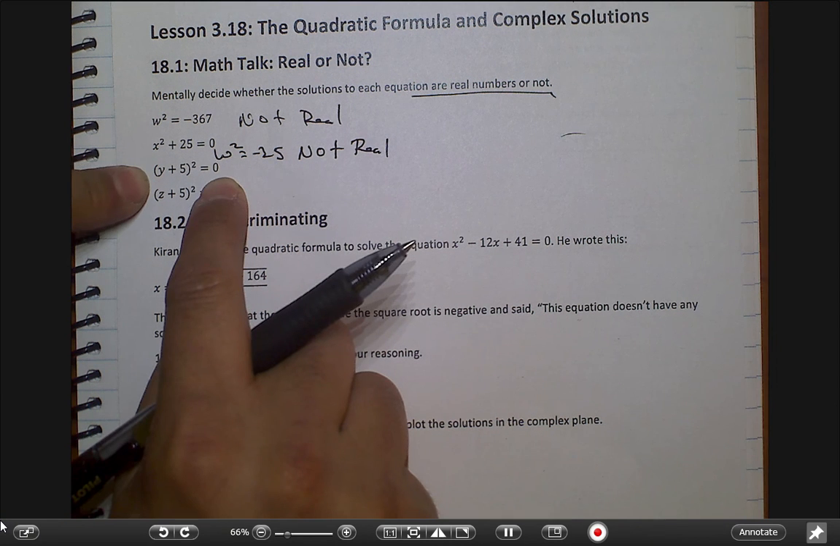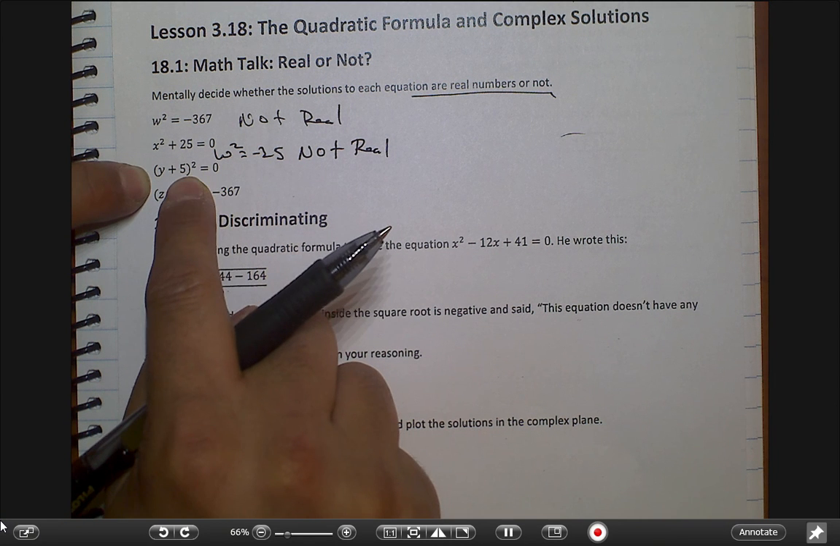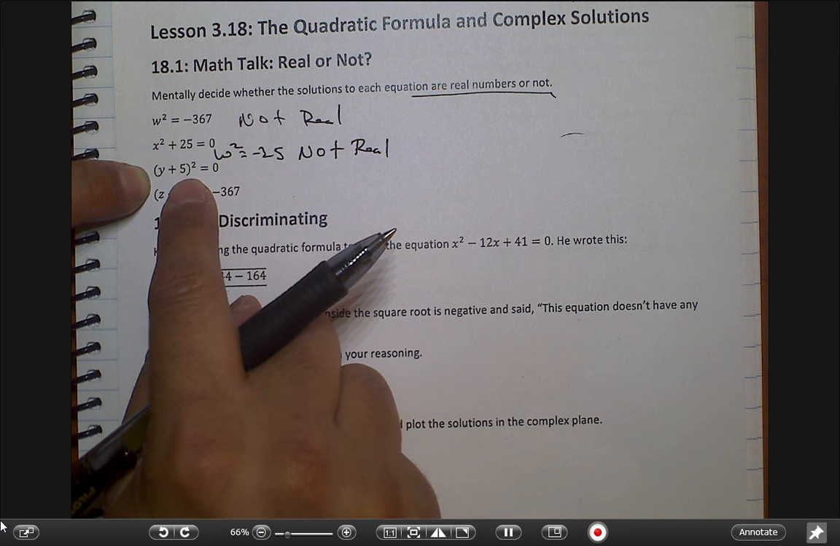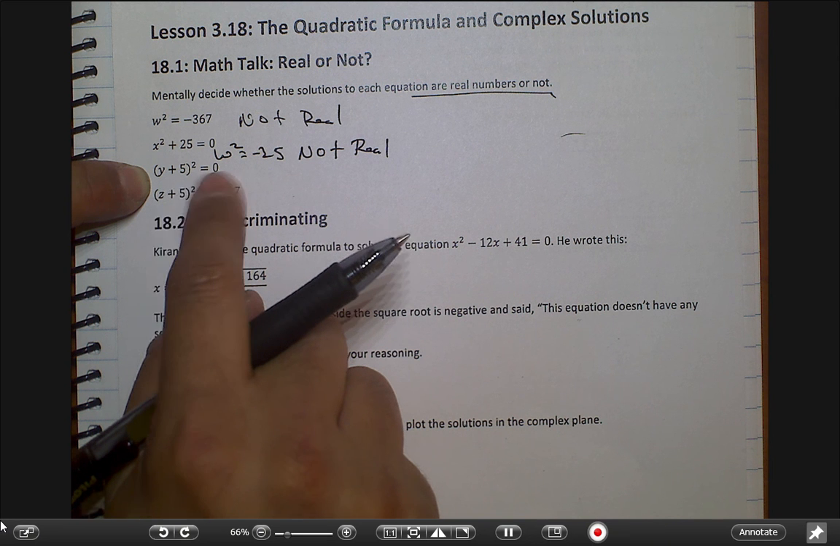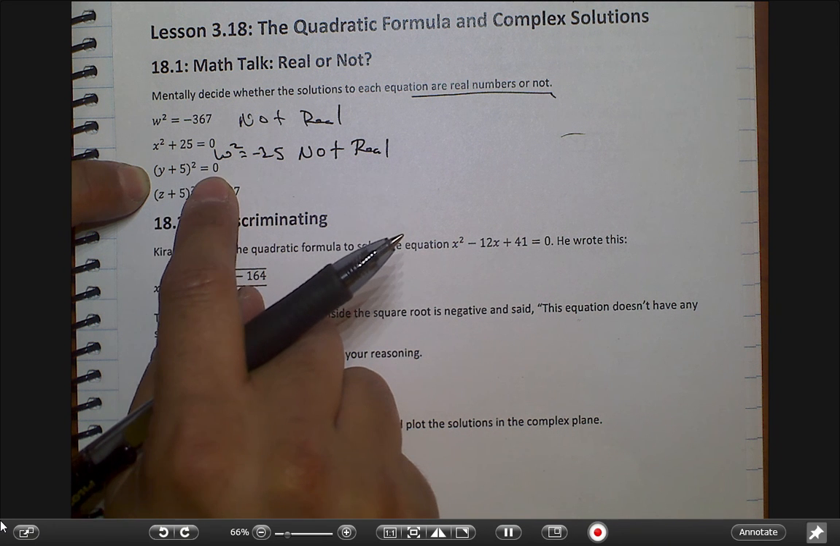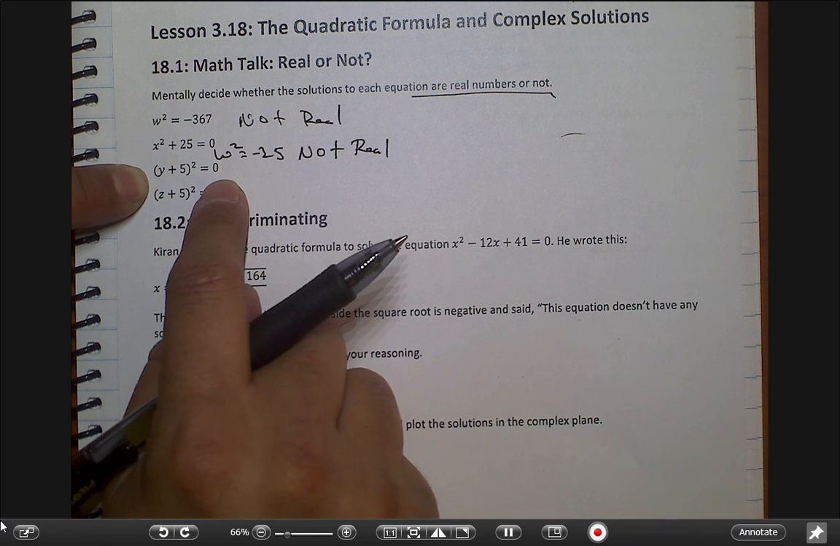This one right here. To get rid of my square, I would square root both sides, right? So when I square root this, what's the square root of 0? 0. Is that going to be negative? No, it's not. Am I going to have a negative square root? No. So is this real or imaginary? That's real.